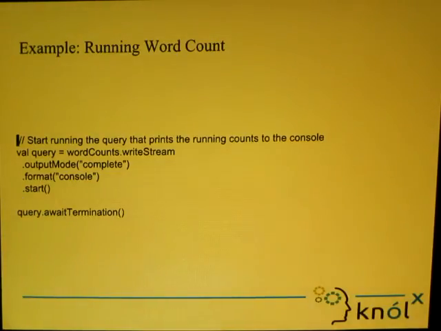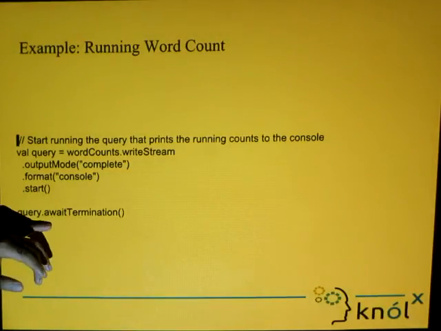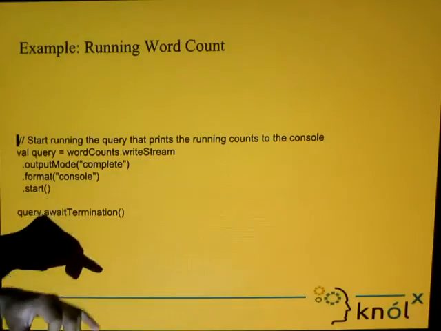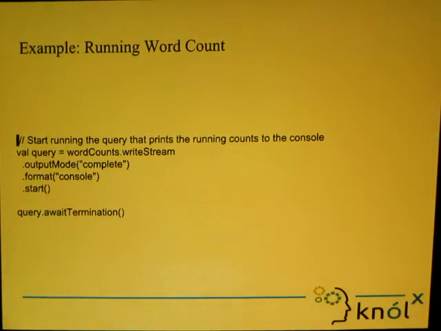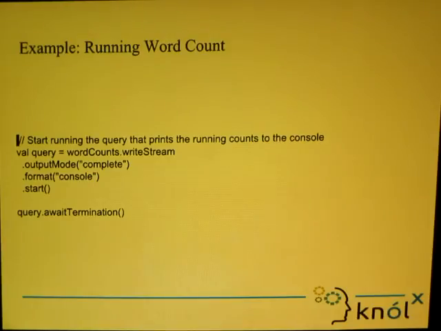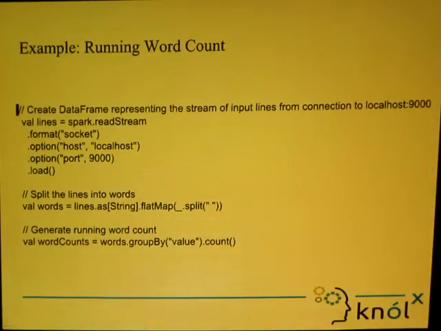When we hit start, this query will run infinitely unless we call await termination. We give this command so we can terminate it gracefully. What is the default output mode? The default output mode is append mode. Append mode tells that only the changes that have been made after the last trigger will be appended. So we have this setup on the Spark shell.